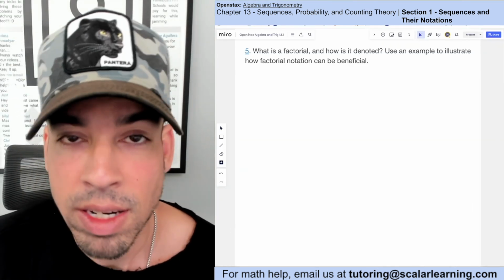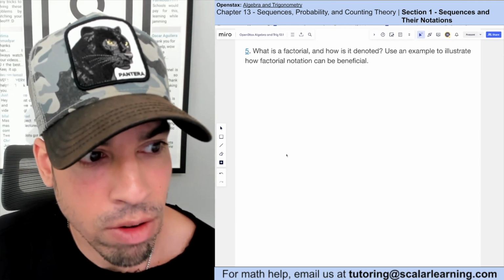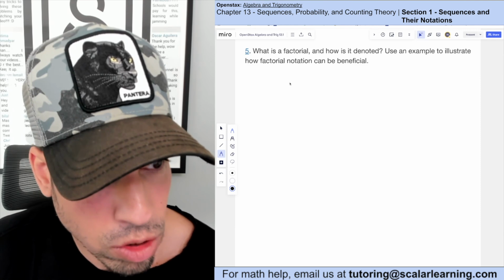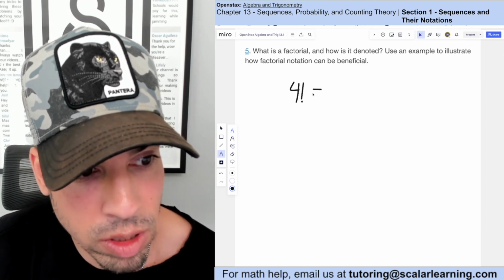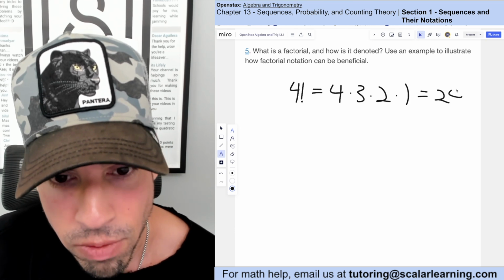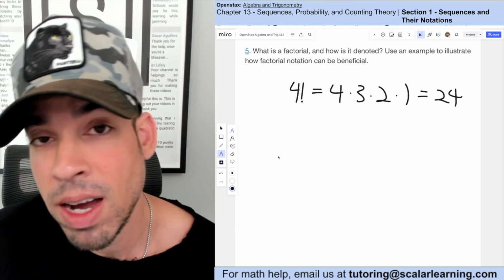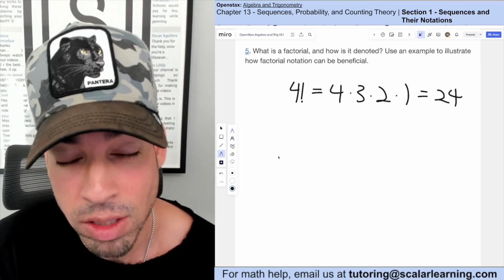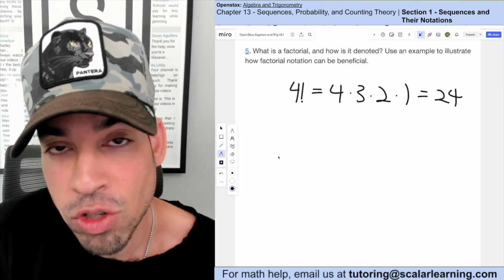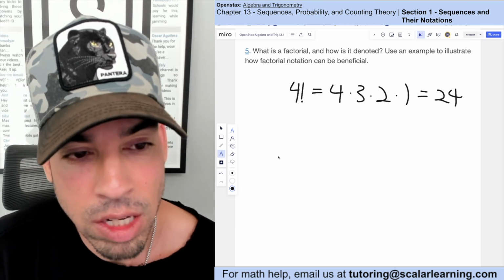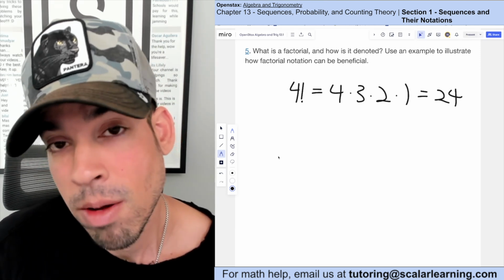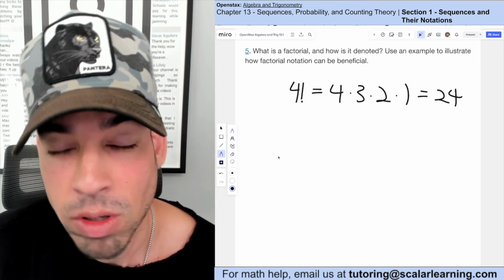What is a factorial and how is it denoted? Use an example to illustrate how factorial notation can be beneficial. I call factorials the multiplication countdown. For example, 4 factorial is equal to 4 times 3 times 2 times 1, which is, of course, 24. We could keep doing this for any number, 5 factorial, 10 factorial. You just go all the way down to 1. The benefit of this notation is that you can write out these sequences of multiplication in a very short notation. That's kind of what it says in the back of the book. That's the definition of a factorial. That's how you do it.